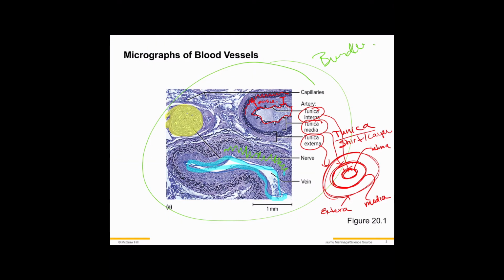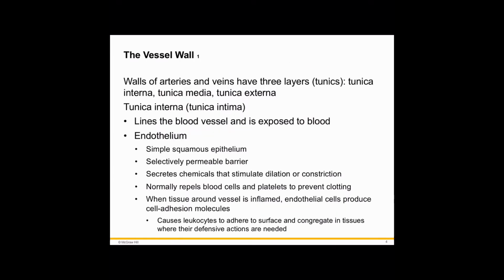And so again, the intima is the inner lining. And then the media is usually a little broad, honestly. It's kind of like a whole zone in the middle. And then externa would be that outer layer. Okay. All right. So more about the vessel walls, because the vessel walls are really important because they do things.